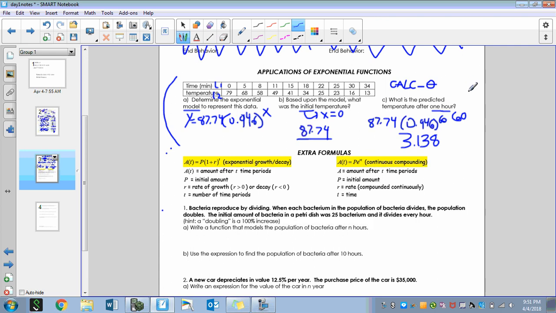Now I do need to warn you, I need to remind you guys, and I have mentioned this in the past: anytime you use a table to find an equation, once you've used these numbers to find this equation, they are completely off limits to answer follow-up questions.